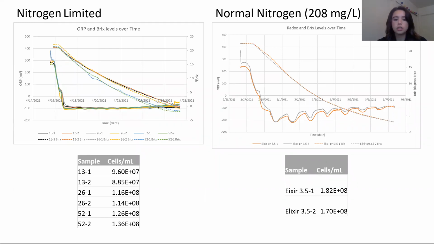So something interesting to note is the difference between the pH and nitrogen trials. Here we see that the yeast have no problem driving the redox lower. It's just that the minimum is higher than normal levels, whereas with the pH trials, we saw this hesitation in the initial drop where it might plateau, and then another early rise in the redox.